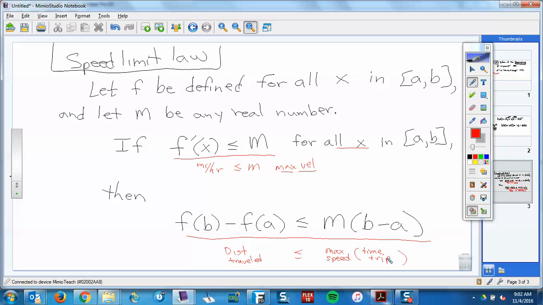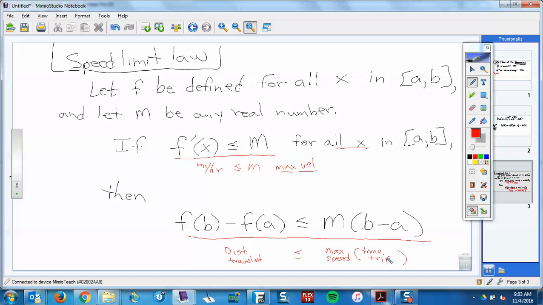This is saying that if I know my max speed is 80 and my trip is 8 hours long, then isn't it true that my distance traveled has to be less than or equal to 80 times 8? I know I went for 8 hours, and I know the most I ever went was 80 miles an hour. Then the farthest I could have gone was 640, right? Does that make sense?